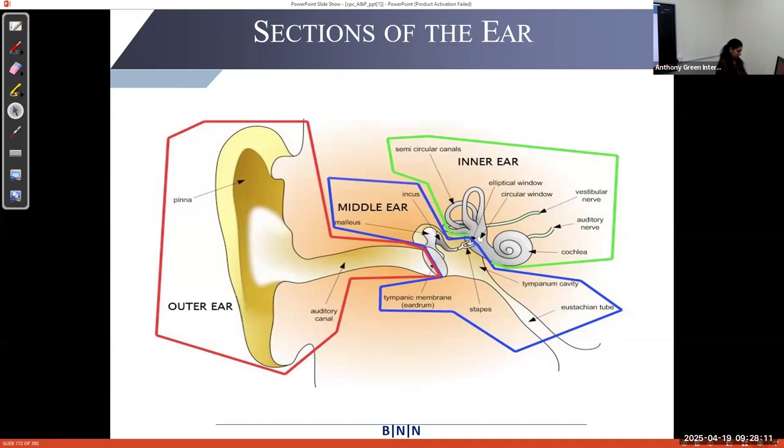Then middle ear. In the middle ear we have, this is very important, the tympanic membrane between the outer ear and the middle ear. Then we have stapes, incus, malleus, all this. Then we have the eustachian tube. This is again important.